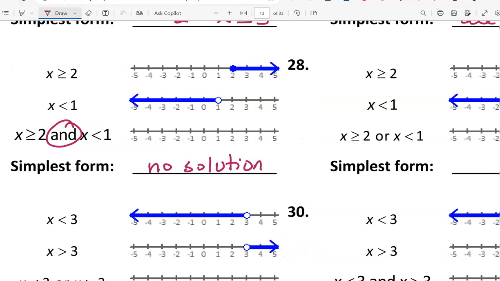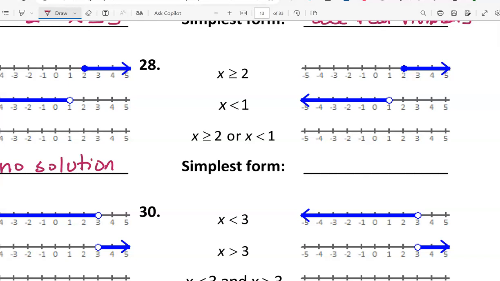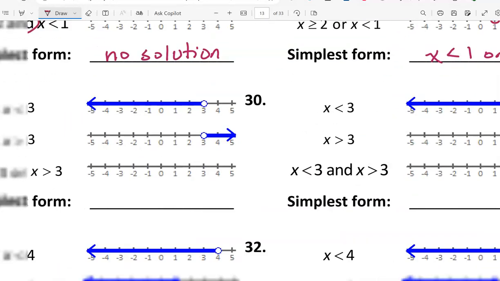Moving on to 28, we have two inequalities that are connected with the word "or," and so we're going to take the union of the two sets. The union is the two sets joined together or combined. That's a disjoint set. A disjoint set may only be said using the word "or." Now, I've written mine down so that I'm saying it from left to right. The part on the left is x is less than 1, or the part on the right is x is greater than or equal to 2. Doesn't matter what order those are in, it's just that I like to write them as I see it on the number line from left to right.